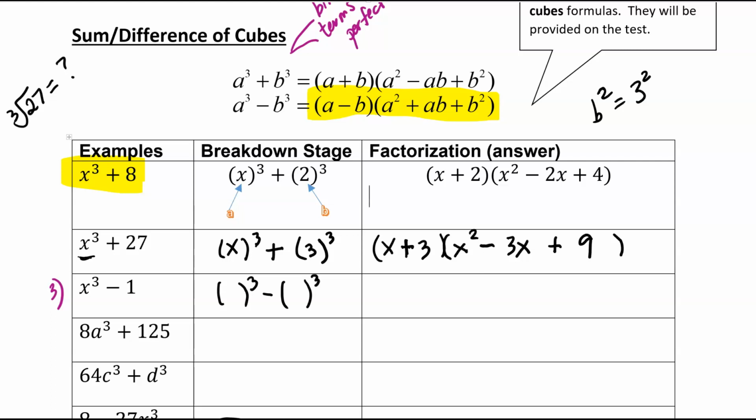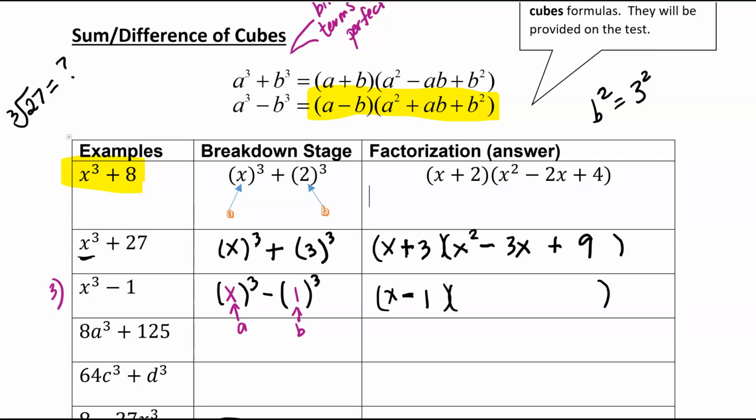So in this case, what goes in the first parenthesis, so that is x cubed, it would have to be x. So that's our A. What cubed is 1? Definitely has to be 1. So our A and B are x and 1. So when we put it in our formula, follow the second formula. A minus B would be x minus 1.